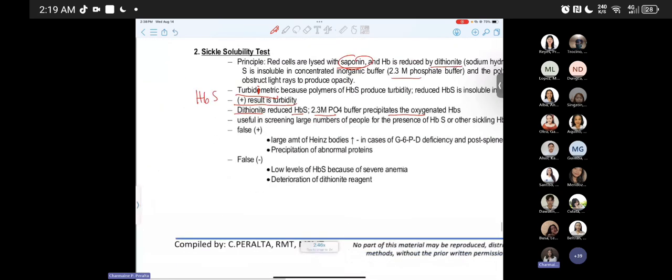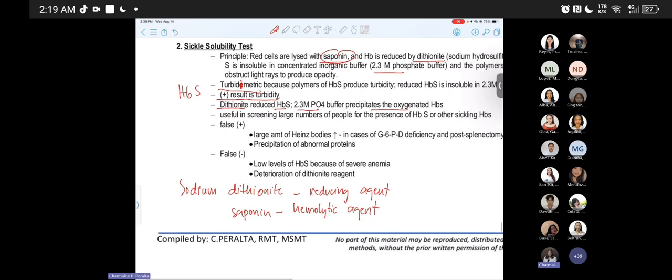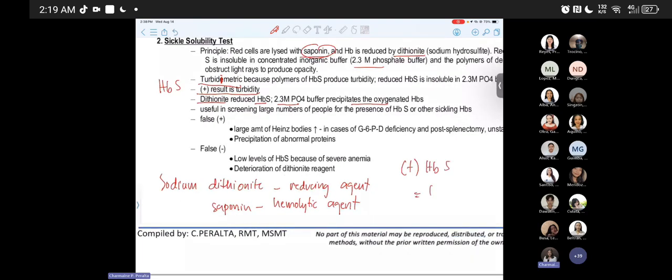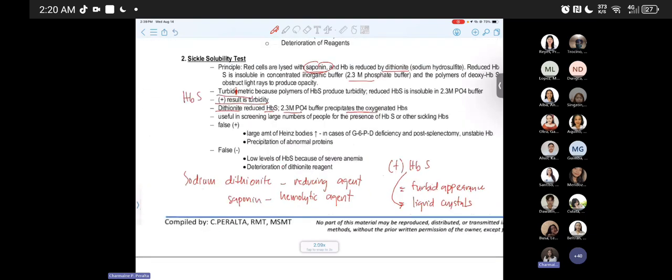Expound natin, lumalabas kasi ito madalas. So sodium dithionite, ito yung reducing agent. Si sodium saponin, hemolytic agent. So if positive sa HbS, magkakaroon ng turbid appearance. Turbid appearance kasi yung HbS nagpo-form siya ng liquid crystals. Yun lang for sodium sickle solubility test.